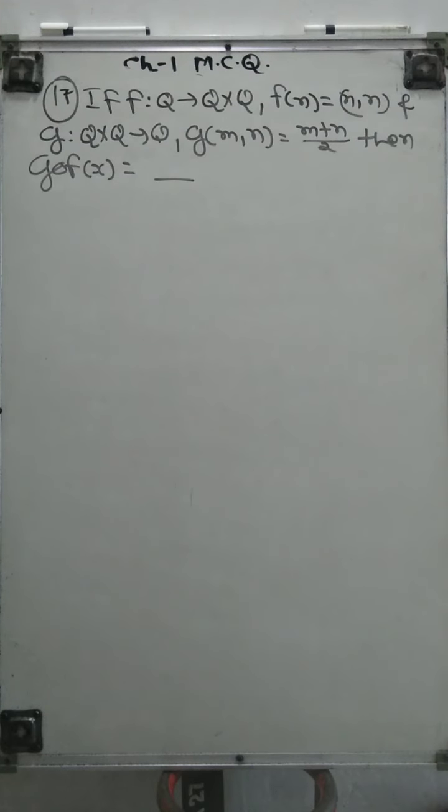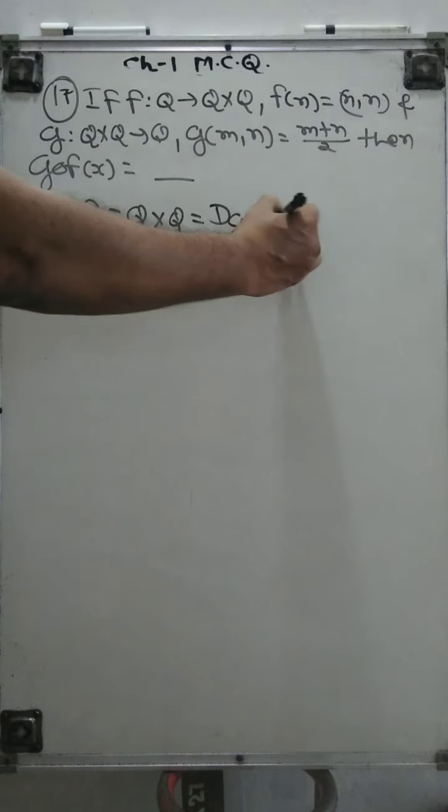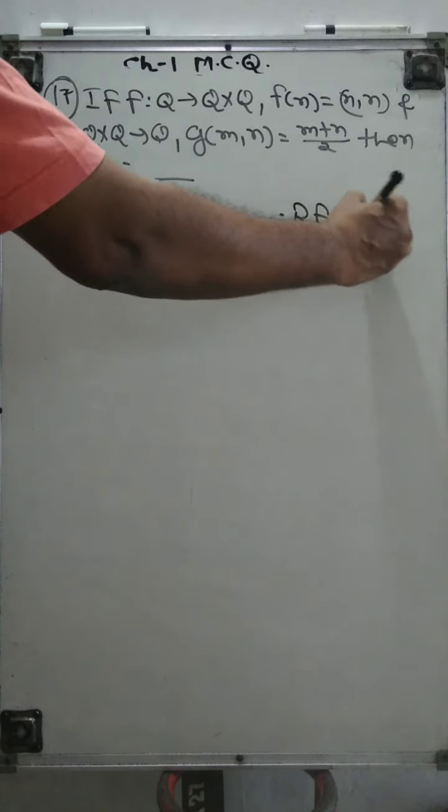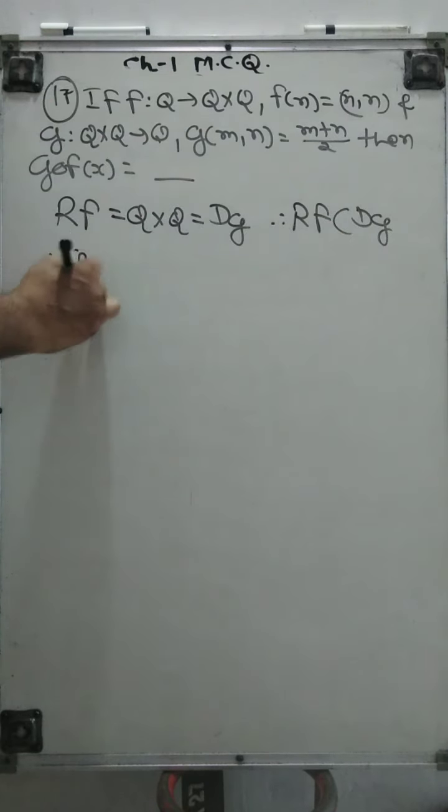17th sum. If F from Q to Q cross Q, Fx equal to (x, x), and G from Q cross Q to Q, G(m, n) equal to (m plus n) by 2, then GOFx. Here first of all we find whether GOFx exists or not. So here the range of F is equal to Q cross Q, which is equal to the domain of G. So we can say that the range of F is a subset of the domain of G. Therefore GOF from Q to Q.